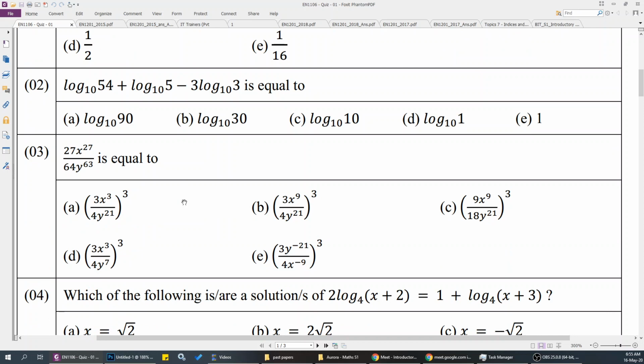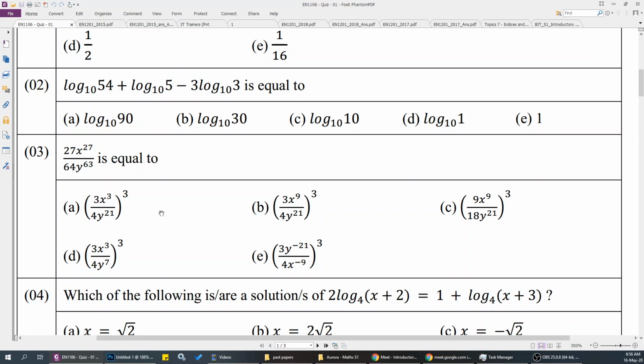Now I'm moving on. I hope that you had understood what I mentioned there. I'm moving on to question number 3. This is a basic indices problem, and we have 27 into x to the power 27 over 64 into y to the power 63 is equal to. Whenever you come across a question like this, just don't panic. Trying to solve it directly is not going to work. Just look at all the 5 answers and see if you can convert this one into one of the answers given here.